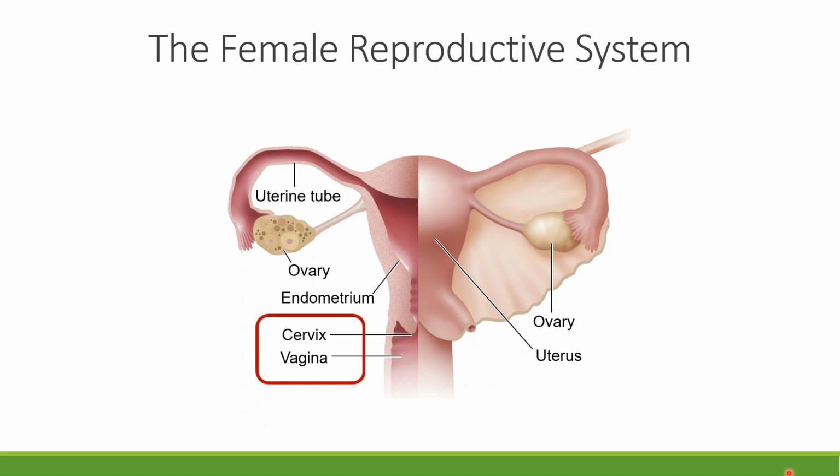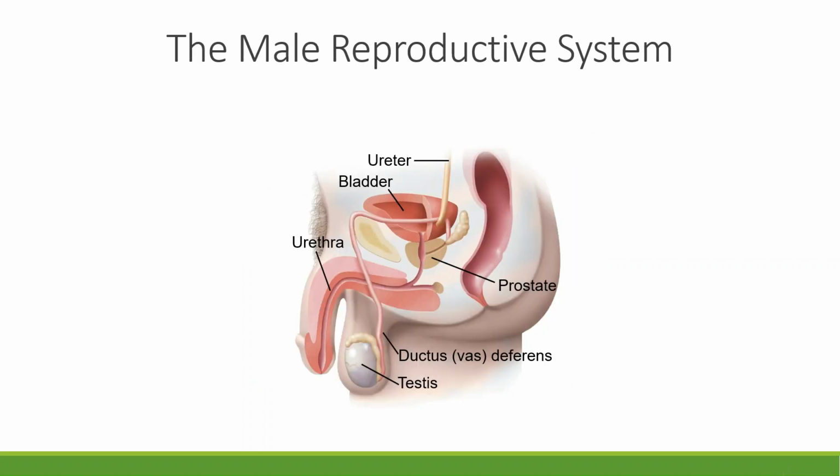And the vagina is a muscular canal that connects the cervix to the external body. It functions in childbirth, sexual intercourse, and also menstrual flow. And here is a depiction of the male reproductive system. The kidneys are not shown in this picture, but they filter blood and produce urine, which drains into the ureters. The ureters transport that urine from the kidneys to the urinary bladder, where it is stored until it's expelled.